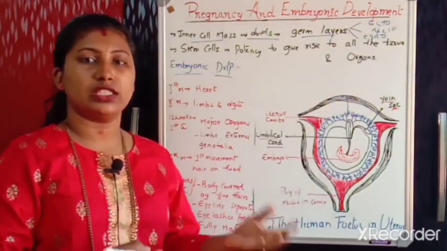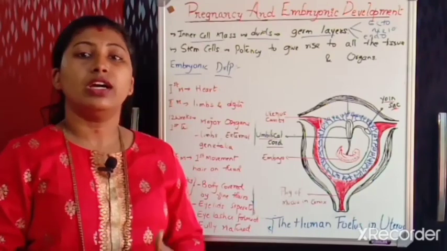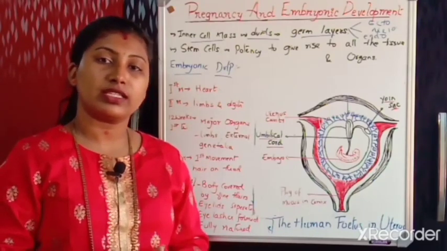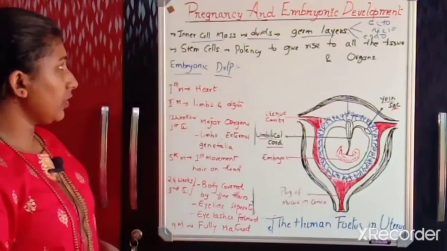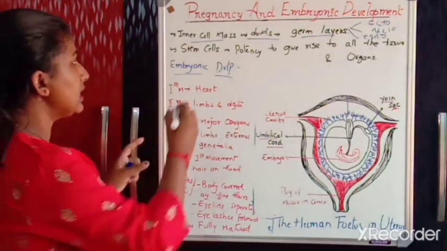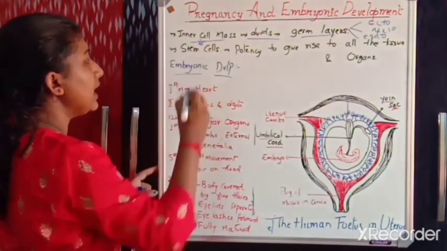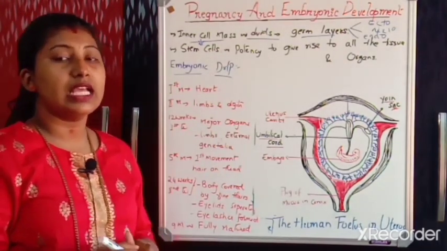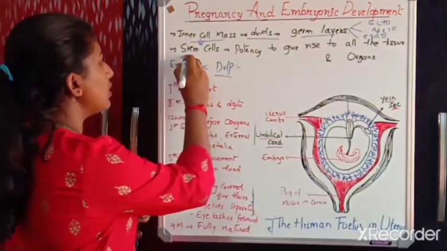give rise to the digestive system, some will give rise to the respiratory system, some will give rise to the excretory system, etc. Okay, and in the inner cell mass there are specialized cells present, which are called stem cells. Okay, so this is important.